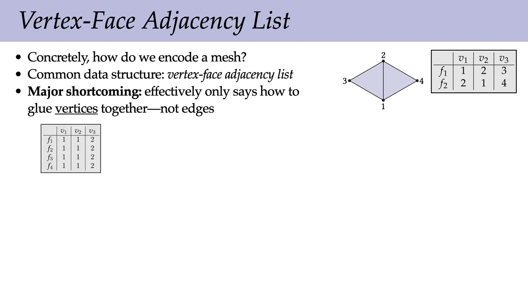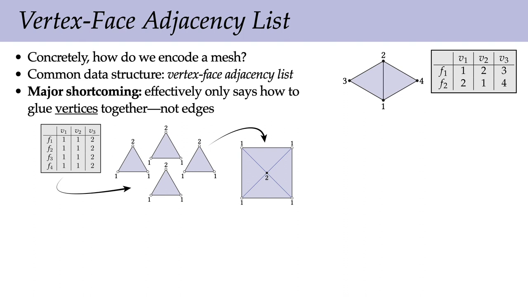So for instance, let's say we have this vertex face adjacency list, and obviously it looks kind of funny. It looks like I've just repeated the same triangle four times. So what could this possibly describe? The trouble is that this same vertex face adjacency list can describe many different spaces. So maybe the first thing I should do is draw out the four disjoint triangles. I know that all four triangles have vertices 1, 1, and 2. How could I start gluing those together? Well, maybe that vertex 2, it all meets in the middle.